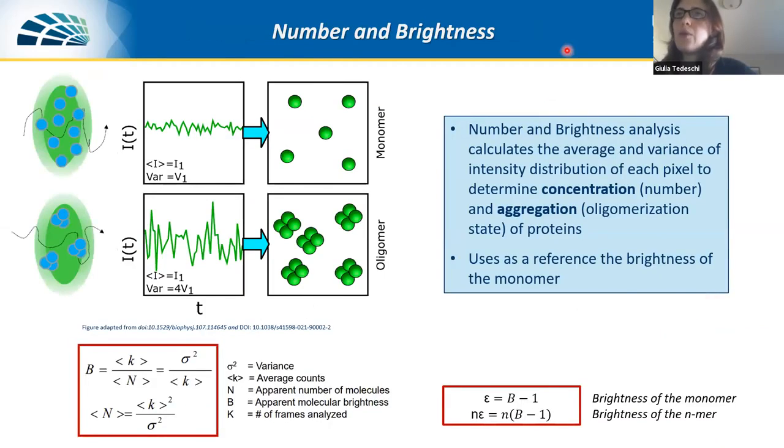The last technique that we applied on the same data set is number and brightness. This kind of analysis calculates the average and variance of the intensity distribution for each pixel and is able to determine the concentration, therefore the number of proteins, and their aggregation state. In this case, it is mandatory to use a reference of a protein that is known to be a monomer. So, as I mentioned, we were using the monomeric version of EGFP, the variant that is bound to the membrane, to have a better reference.